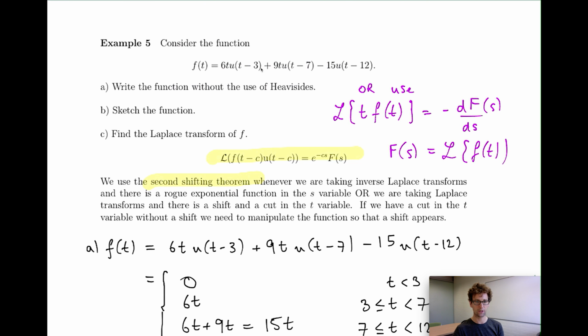So looking at this piece here, for example, I've got 6t u of t minus 3. I could turn that into minus the derivative with respect to s of the Laplace transform of 6 times u of t minus 3. So that will involve a whole bunch of terms as well, and it will give you exactly the same answer.